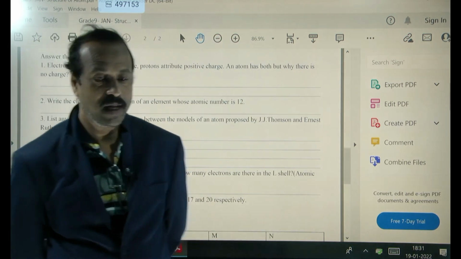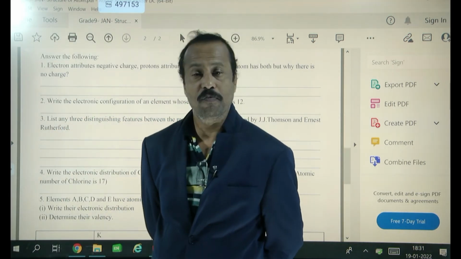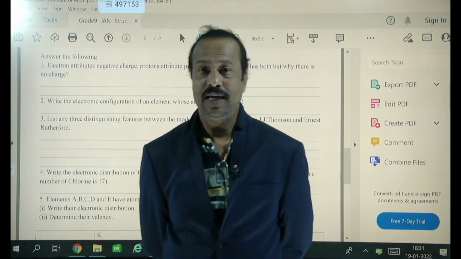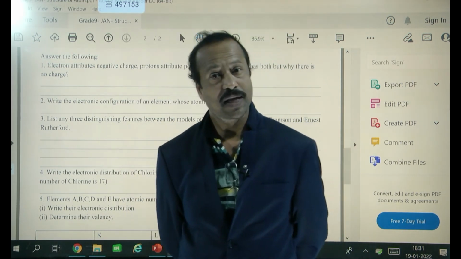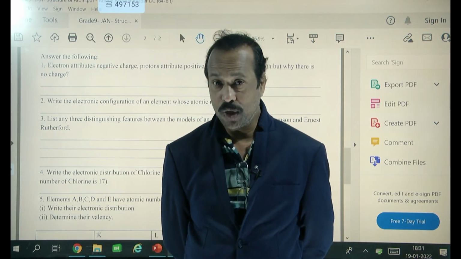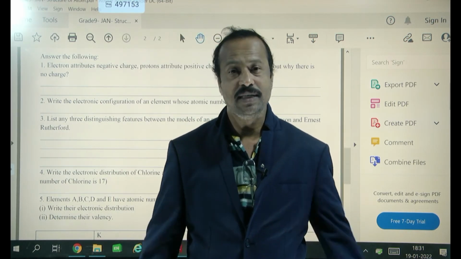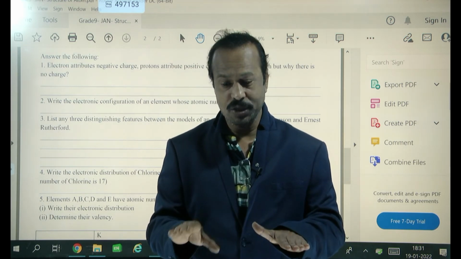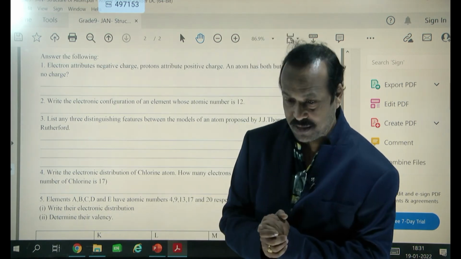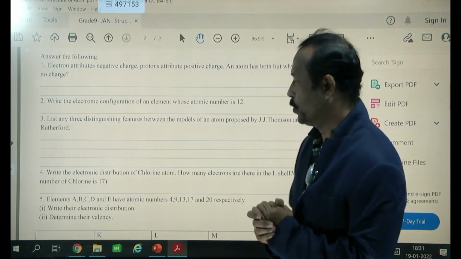Very good. In any atom, the number of protons is equal to the number of electrons. Protons carry a positive charge, electrons carry a negative charge. The amount of positive charge is equal to the amount of negative charge. Hence the atom is neutral. That is the reason. Atom has no charge. Very good.